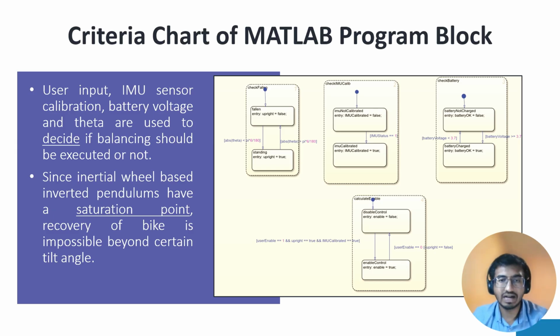Criteria chart of the MATLAB program block. User input, IMU sensor calibration, battery voltage, and theta are used to decide if balancing should be executed or not. Since inertial wheel-based inverted pendulums have a saturation point, recovery of the bike is impossible beyond a certain tilt angle.